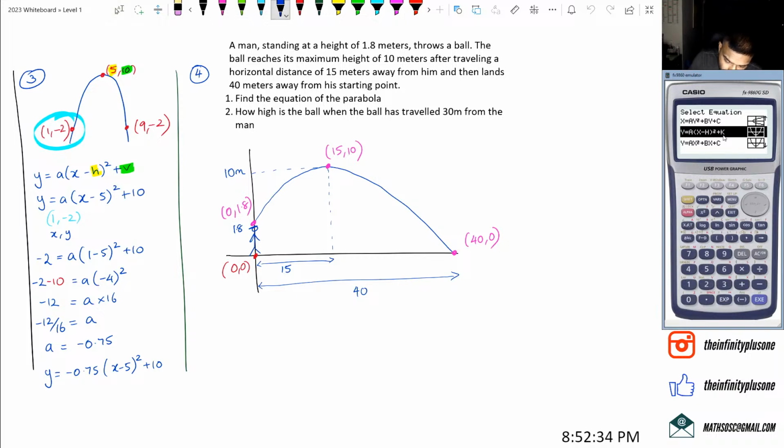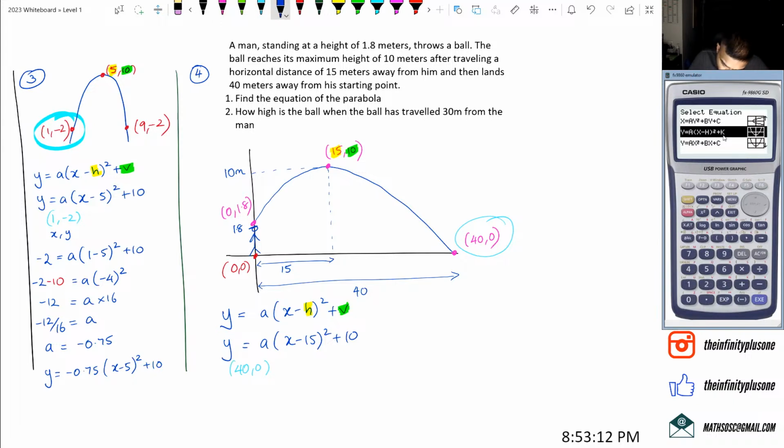I am going to work out the vertex form again, a(x minus h) squared plus k. Now I know what my vertex is: 15, 10. So I have y equals a(x minus 15) squared plus 10. This is what we've been doing so far. Nothing's changed here. Now we've actually got to pick a point. I'm going to pick this one here, 40, 0.